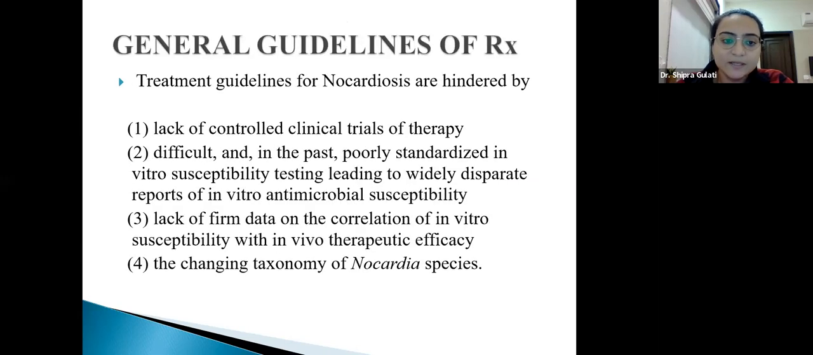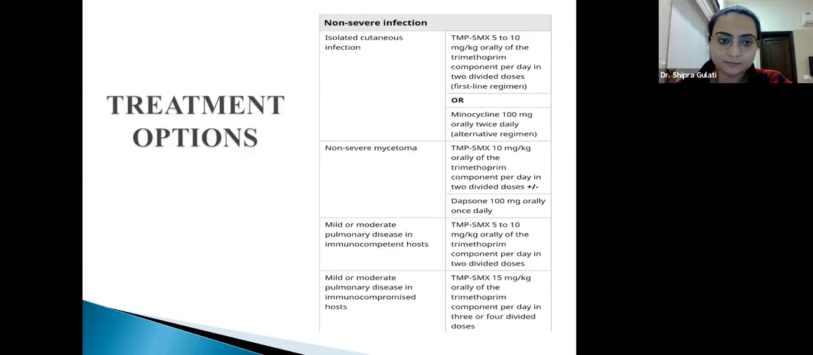General guidelines for treatment. Treatment guidelines for nocardiosis are hindered by lack of controlled clinical trials of therapy, difficult and in the past poorly standardized in vitro susceptibility testing, leading to widely disparate reports of in vitro antimicrobial susceptibility, lack of firm data on correlation of in vitro susceptibility with in vivo therapeutic efficacy, and the changing taxonomy of the Nocardia species.